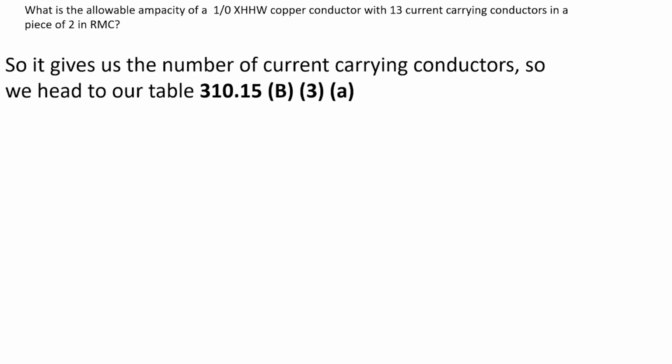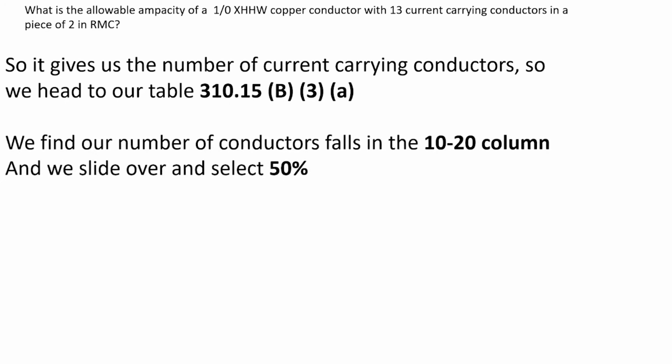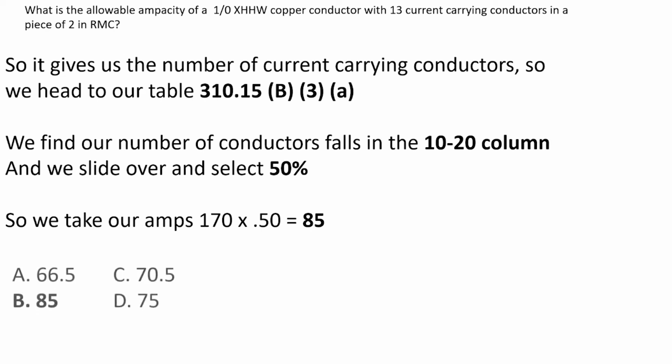Since it gives us the number of current carrying conductors, we can head straight to our adjustment table. We find that our conductors fall in the 10 to 20 range because we're dealing with 13. And we slide over, and that is going to be a 50% adjustment factor. So we take our 170 amps and multiply it by 0.50. That is going to give us 85 amps. So we select B.